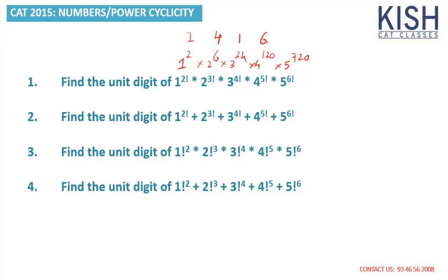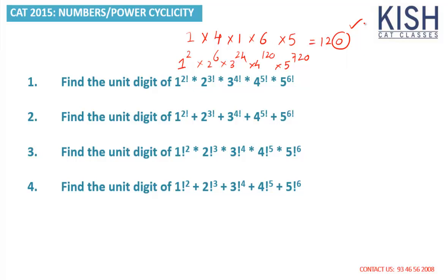5 raised to any number, we are going to get 5. So that's 1 into 4 into 1 into 6 into 5. That's going to be 120. So we need to focus on the unit digit, that is going to be 0. Now this is one simple way. This is where we have applied our concept. So this is based on application of concept.